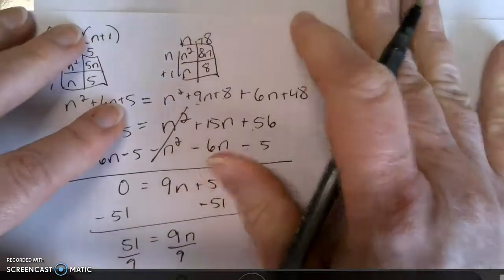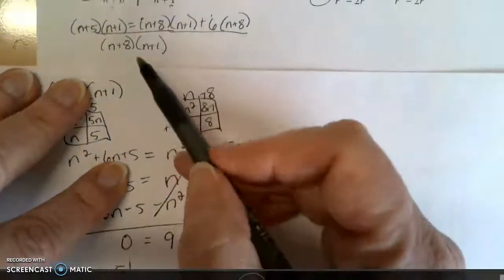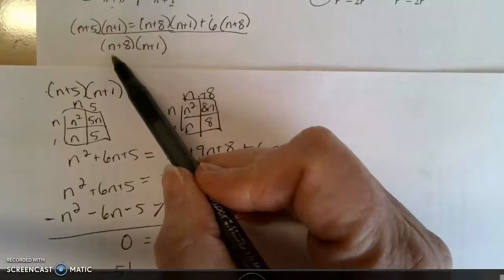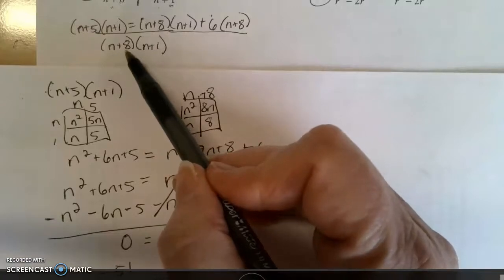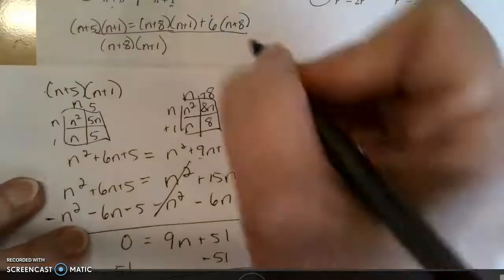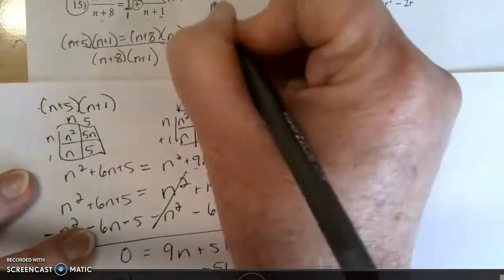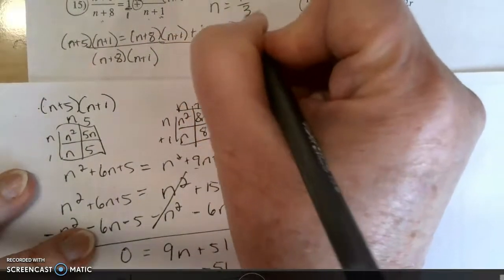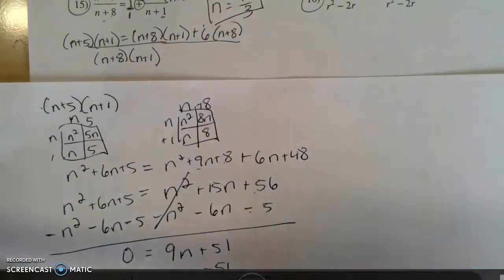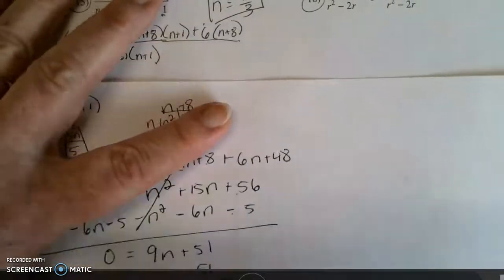Now I'm going to go back. My denominator is n plus 8. If I plug in 17/3, does that give me 0? No. Does that give me 0? No. And there's the work. And you can always take a separate picture of your work.